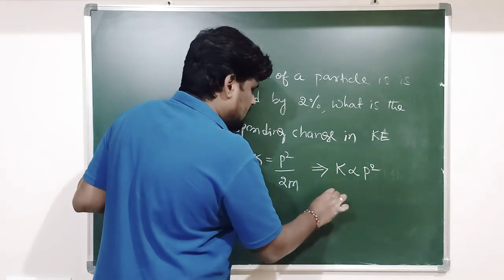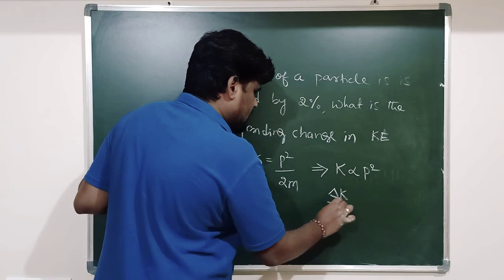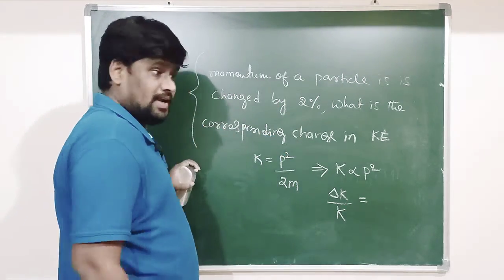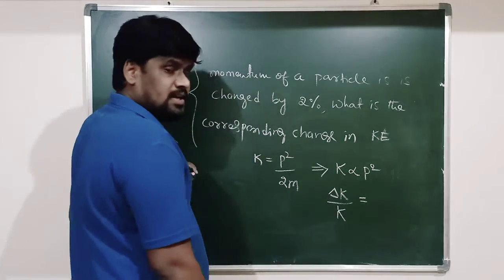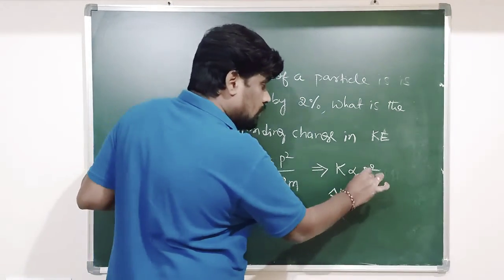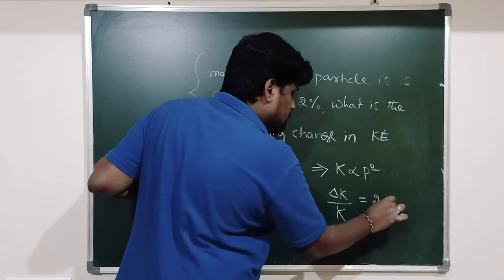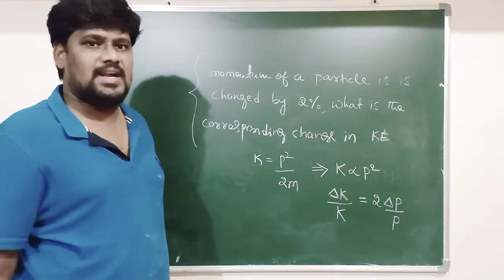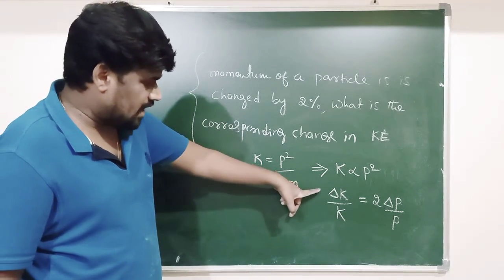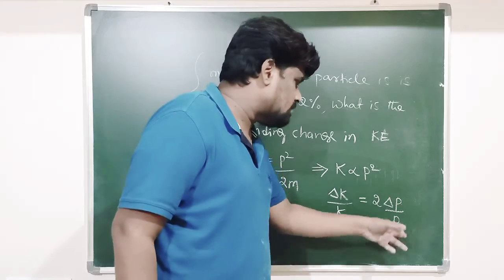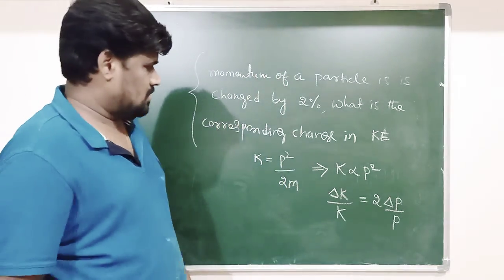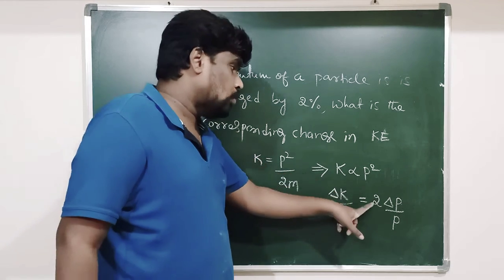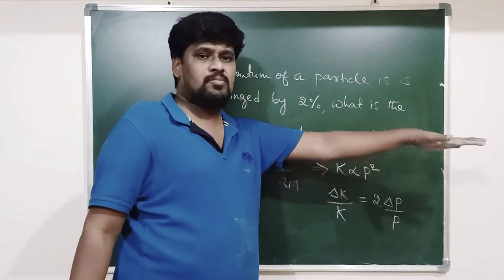Then delta K by K, from the knowledge of the errors, what can I write? Delta K by K, that is the fractional change in kinetic energy, should be equal to, since P is squared, 2 times delta P by P. Delta K by K is equal to 2 times delta P by P, or the percentage change in the kinetic energy is equal to 2 times the percentage change in the momentum.